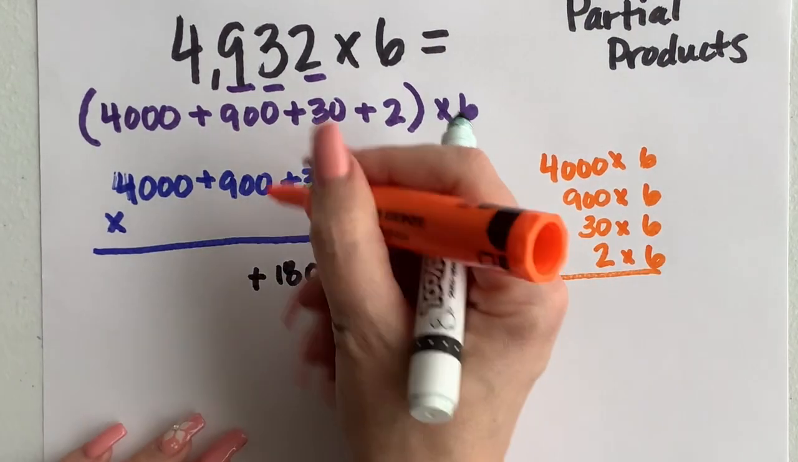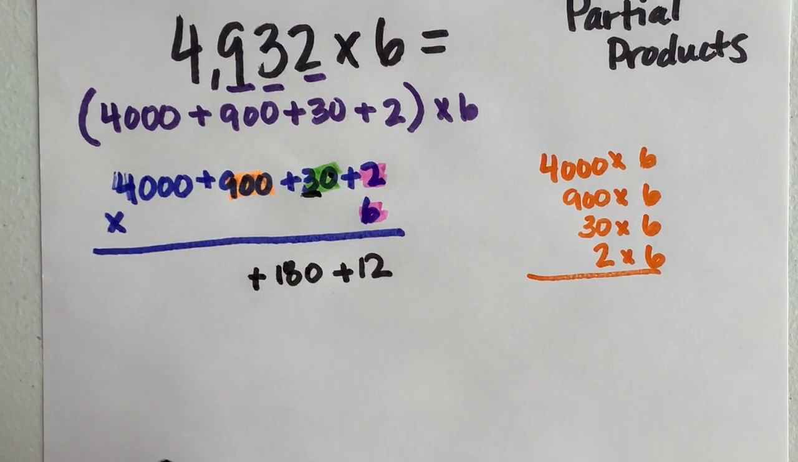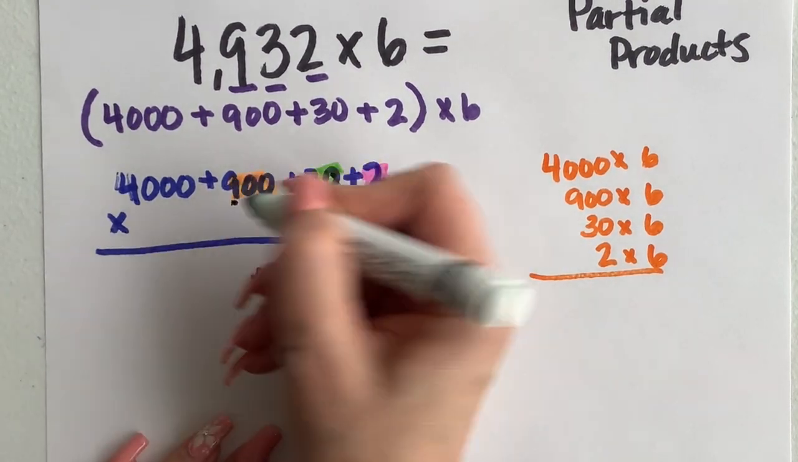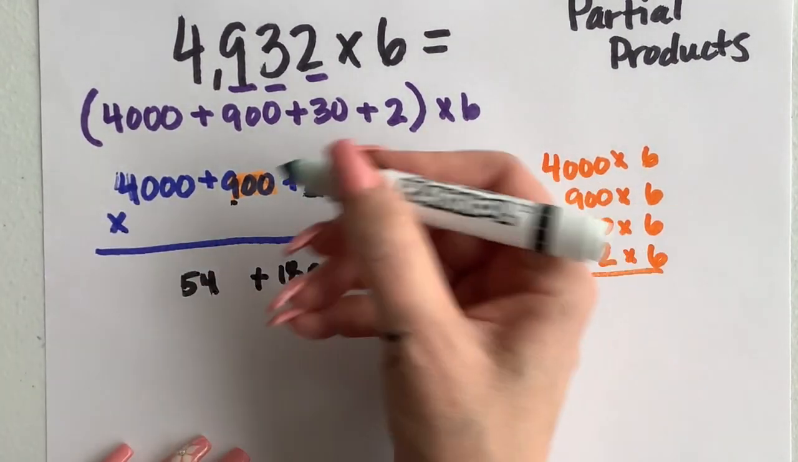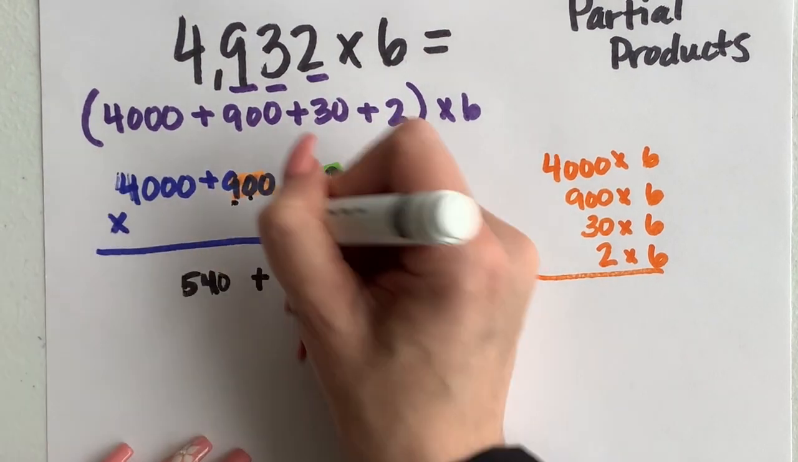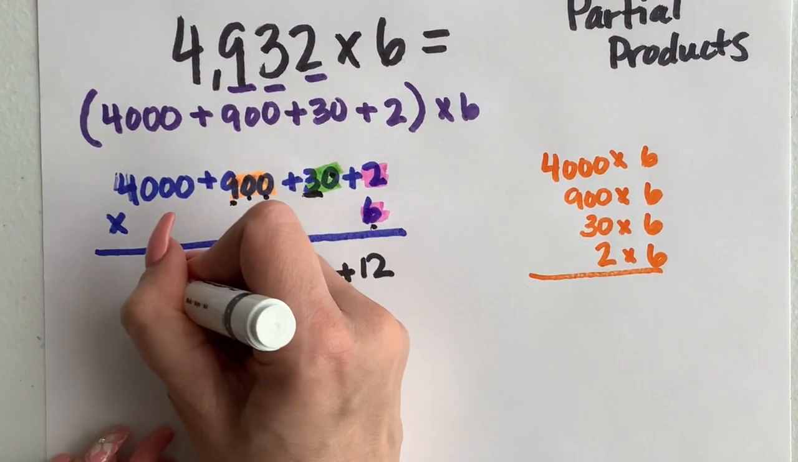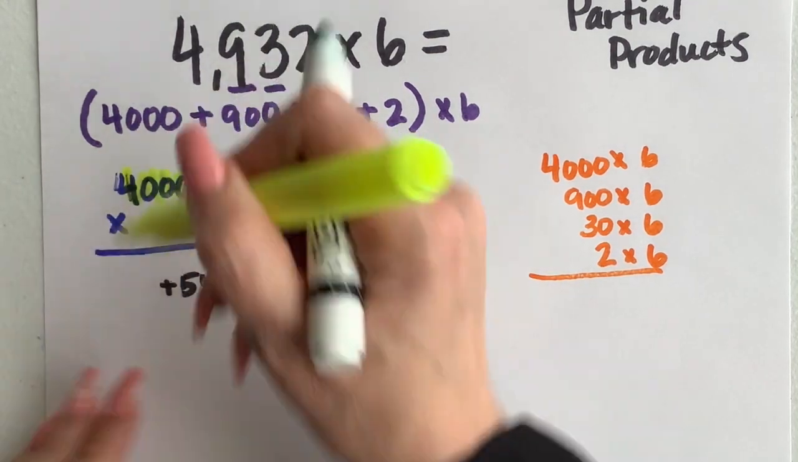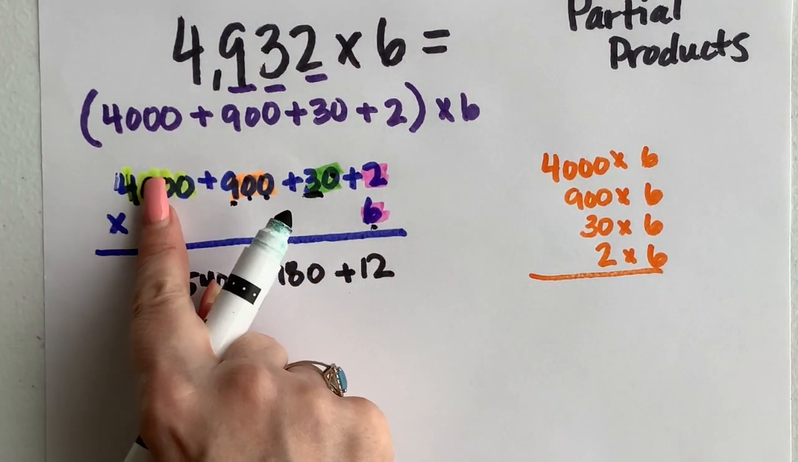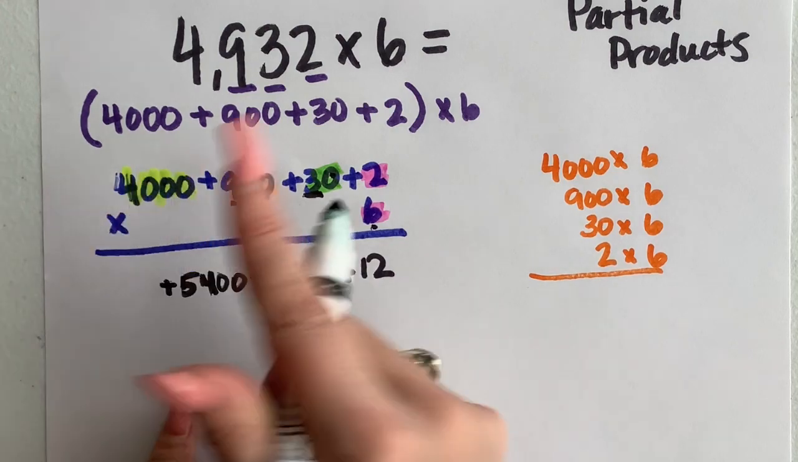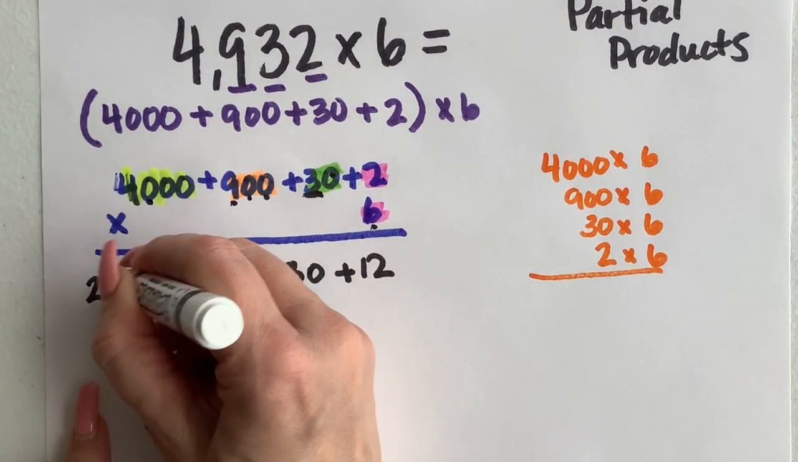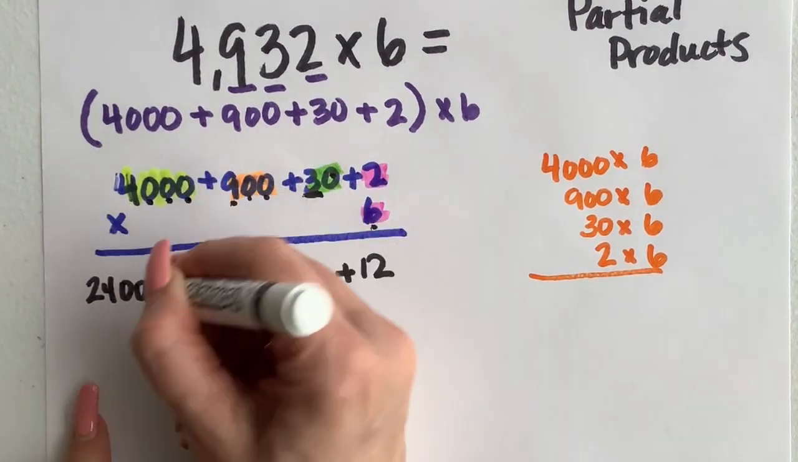The next thing I'm going to multiply is 6 times 900. 6 times 9 is 54, 10 times more, 10 times more. And last, 6 times 4,000. 6 times 4 is 24, and then 10 times more, three times.